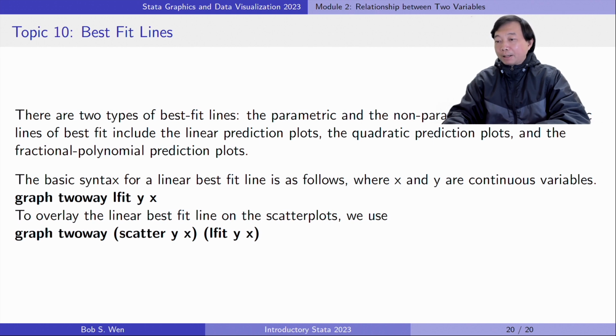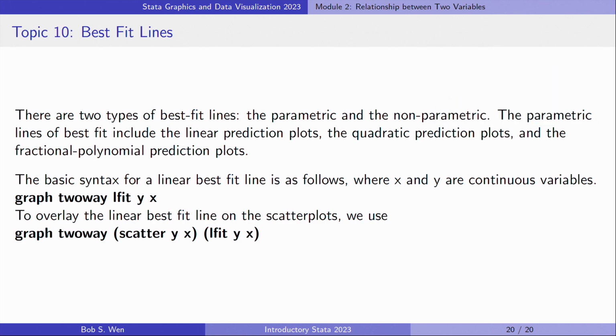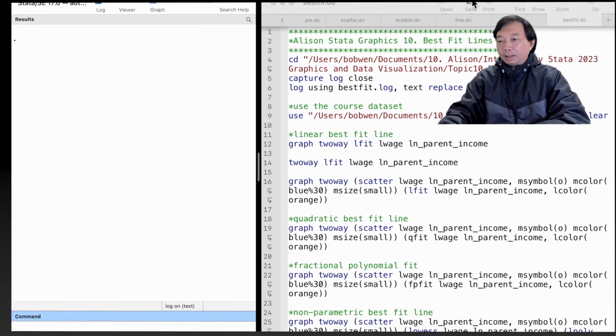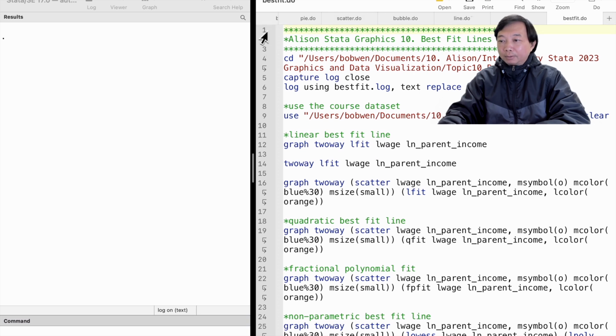The quadratic best fit lines plot the predictions from an OLS regression of y on x and x squared. The basic syntax for a linear best fit line is as follows, where x and y are continuous variables. Let's load the course data.